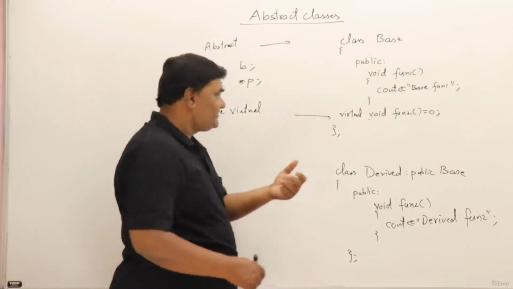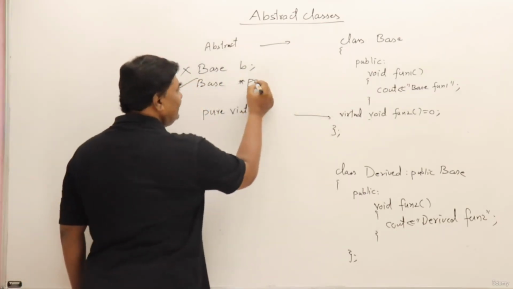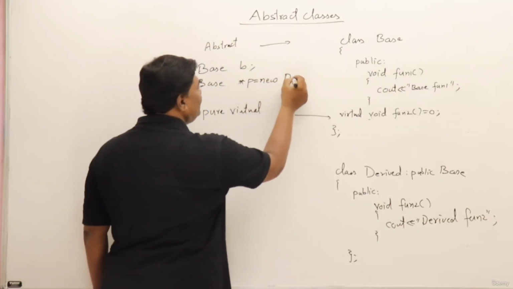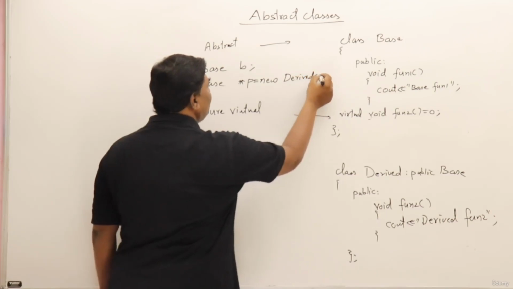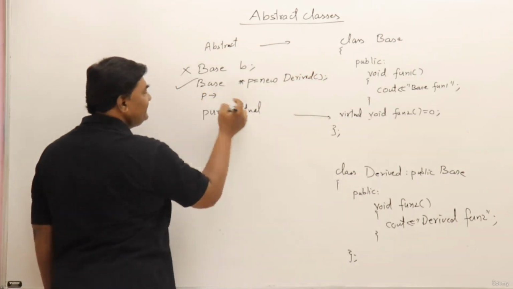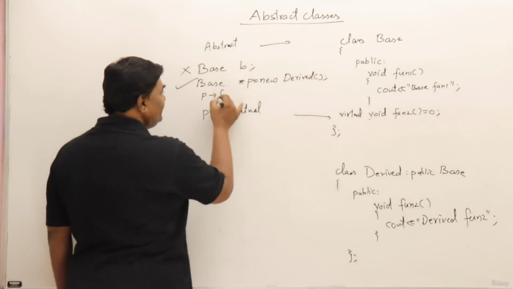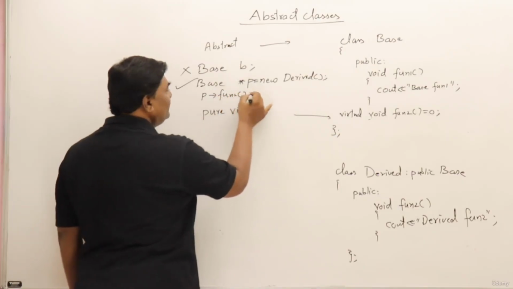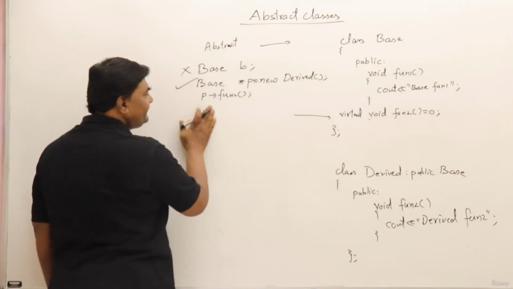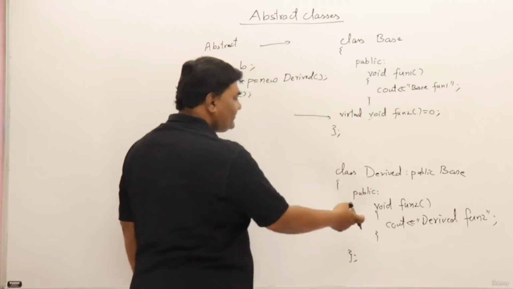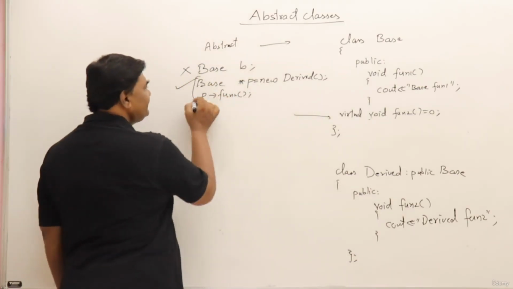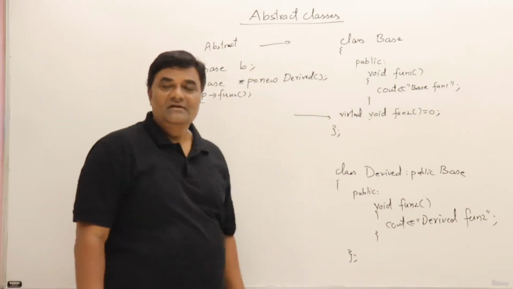How to achieve polymorphism? Already I have shown you that you can assign the object of derived class and you can call functions present in the base class. So you can call fun2. Then whose function will be called? Derived class function will be called. This we have already seen. This is for achieving polymorphism.